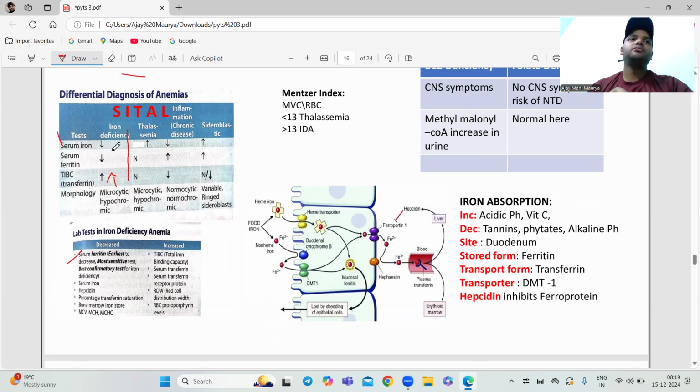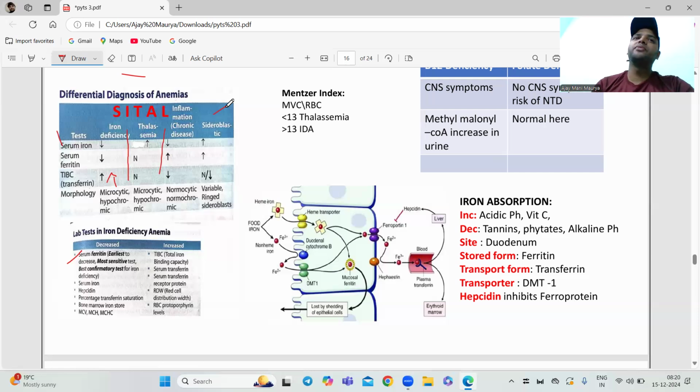In thalassemia, serum iron is high and serum ferritin is normal. In anemia of chronic disease, serum iron is less and serum ferritin is more. If the serum ferritin is more, obviously TIBC is also less. Sideroblastic anemia, what happens here? There is iron toxicity. It means more iron, that's why serum iron is more.